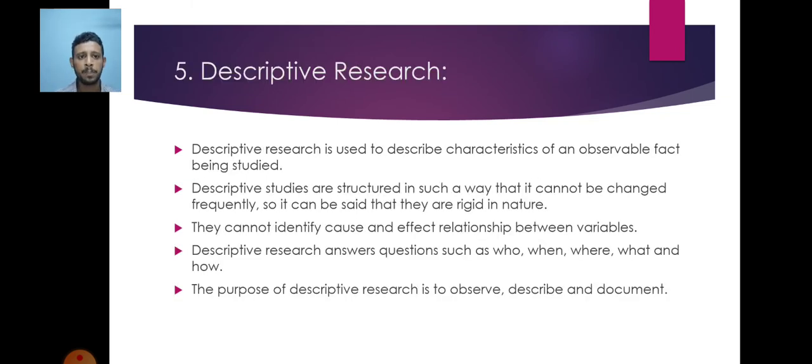The fifth is descriptive research. Descriptive research is used to describe characteristics of an observable fact being studied. Descriptive studies are structured in such a way that they cannot be changed frequently, so they can be said to be rigid in nature. They cannot identify cause and effect relationships between variables. Descriptive research answers questions such as who, when, where, what, and how. The purpose of descriptive research is to observe, describe, and document.